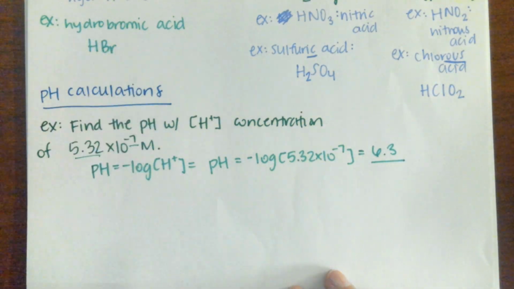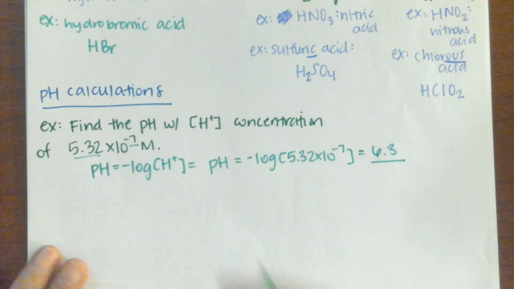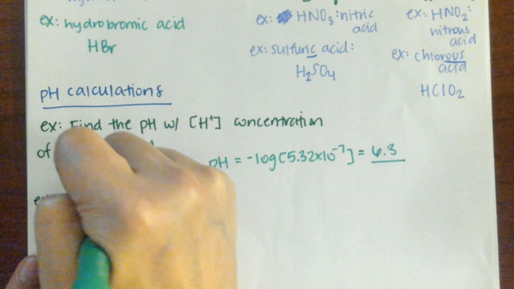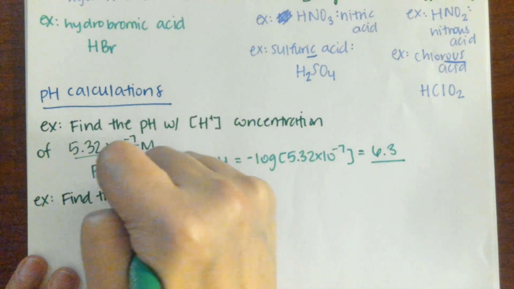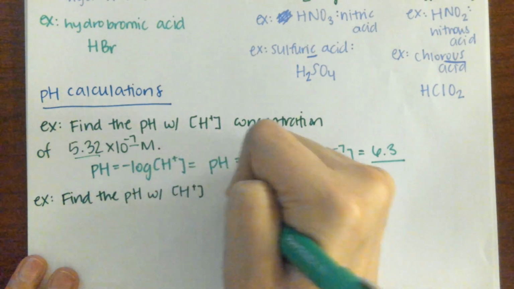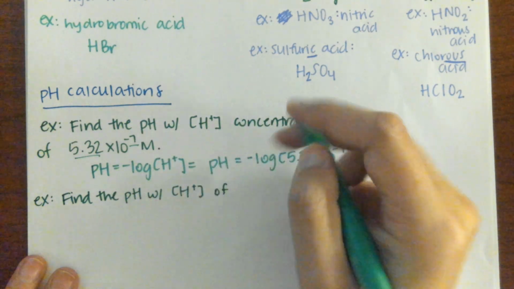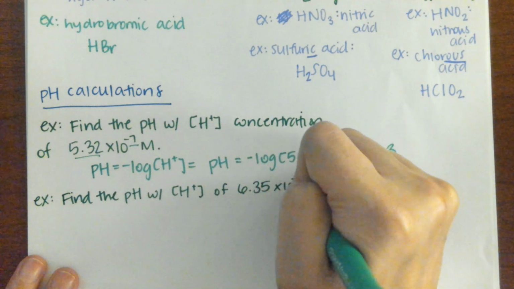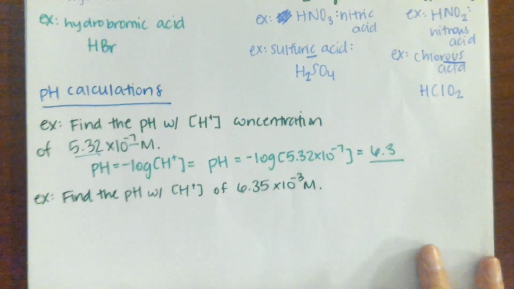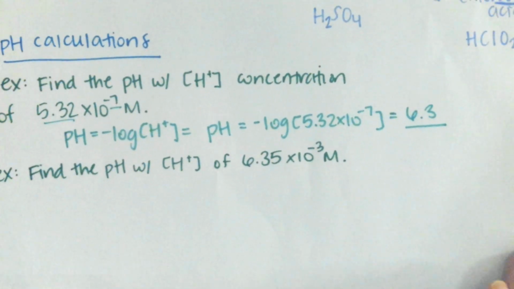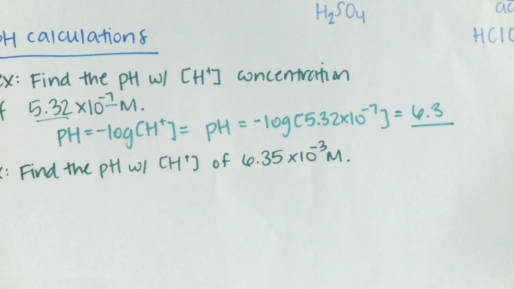And that's it. I'm going to give you another one. Try it by yourself. Alright, find the pH with the H concentration of 6.35 times 10 to the negative 3. So pause the video, try to solve it, and then play once you figure it out to check your work.